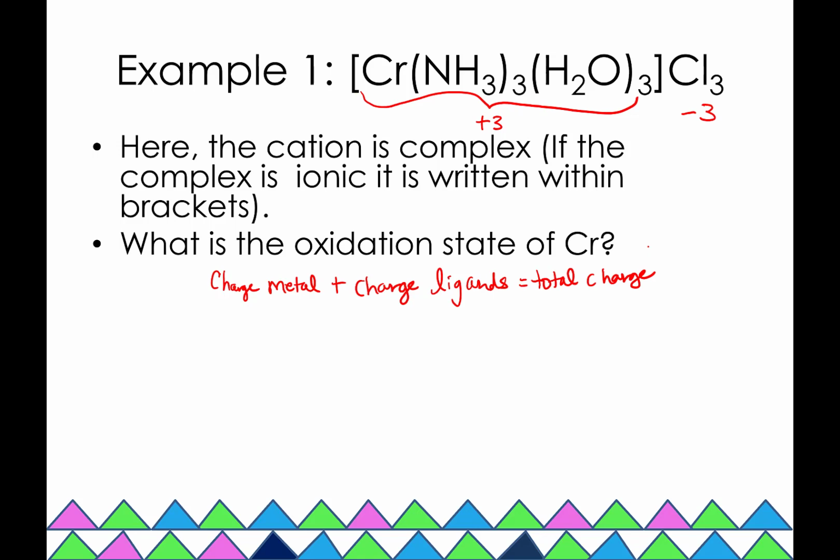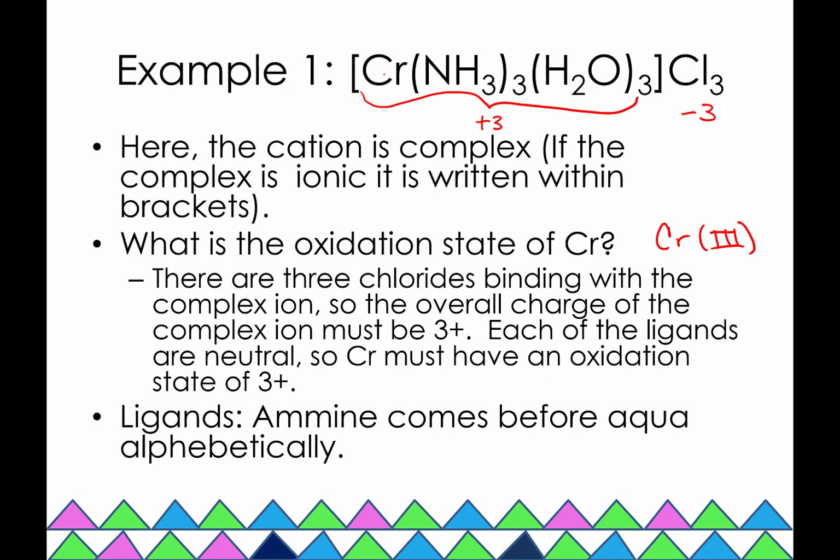So we can solve for the charge of the metal by saying 3 minus the charge of the ligands, which in this case they're all neutral, is going to be equal to the charge of the metal. So it's just +3. So this is chromium 3. Okay, ammine comes before aqua alphabetically. So if we're going to name this, it would simply be triammine triaqua chromium 3 chloride.